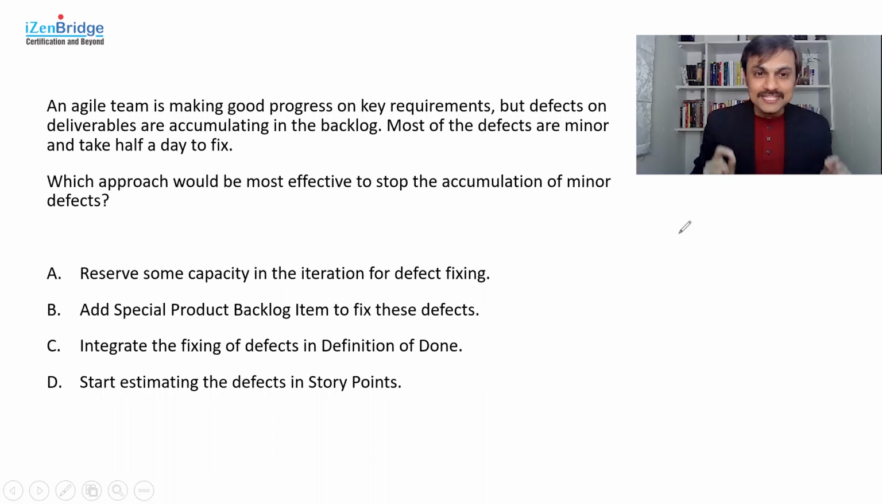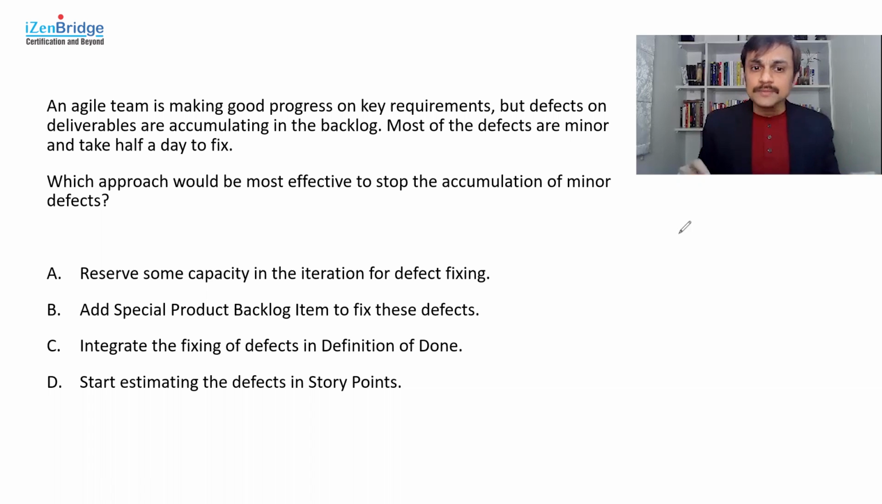An agile team is making good progress on key requirements, but defects on the deliverables are accumulating in the backlog. Most of the defects are minor and take half a day to fix. Which approach would be most effective to stop the accumulation of minor defects? Okay, interesting question. Let's look at the options.